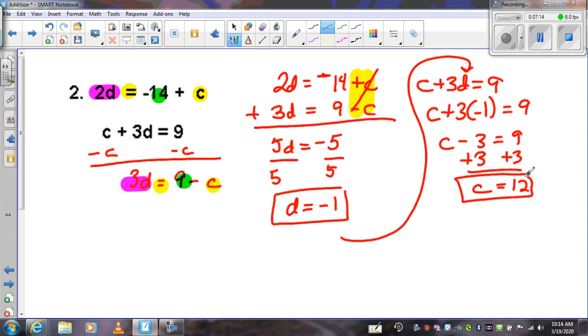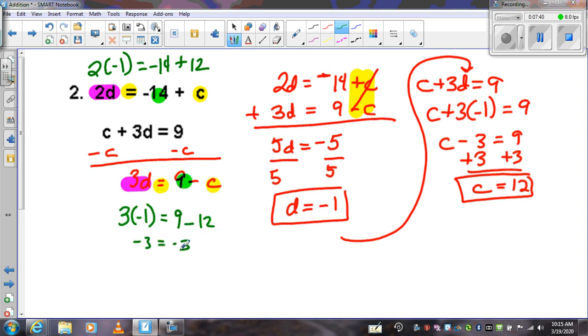Okay, and we can do a quick mental check just to make sure. Let's see. So 2 times negative 1, is that going to be the same as negative 14 plus 12? Yes, that definitely works. I think I'll check on this one right here. So 3 times negative 1, is it the same as 9 minus 12? Yeah, negative 3 is negative 3. We're good. Perfect. All right, let's try another example.